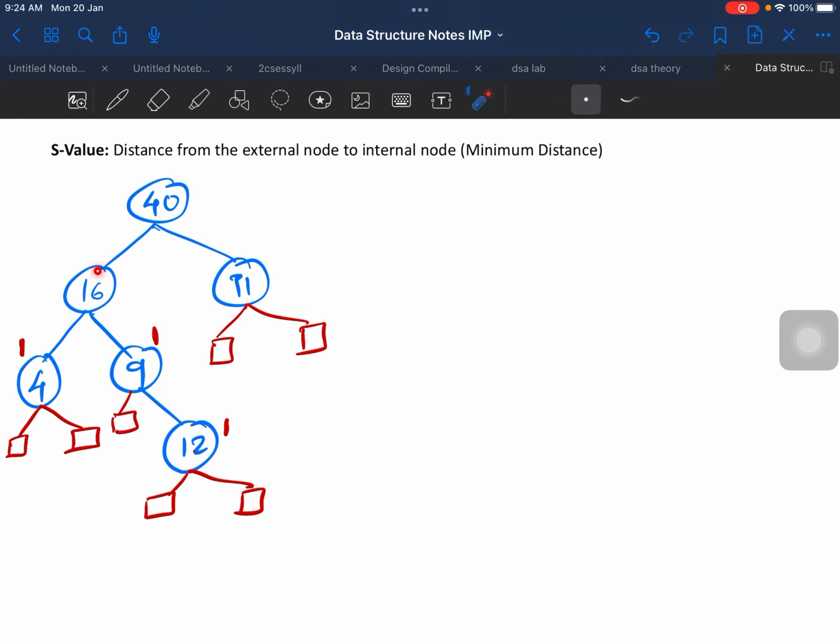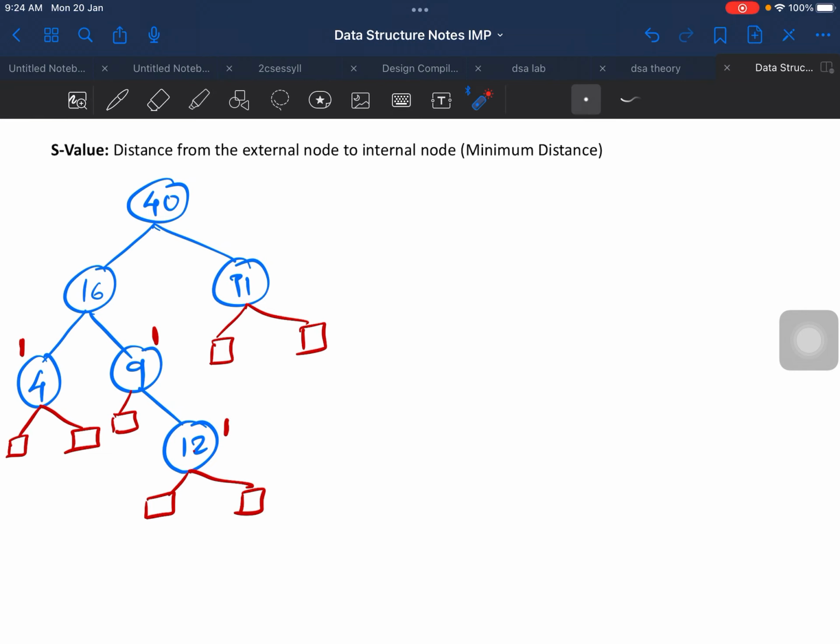Now next consider this 16. 16 has two children, 4 and 9. These 4 and 9 are not external children. 4 and 9 are not external children. External children are present here.